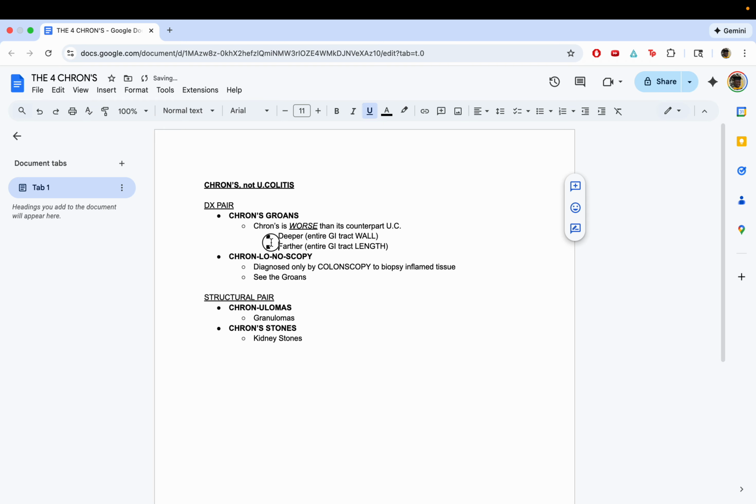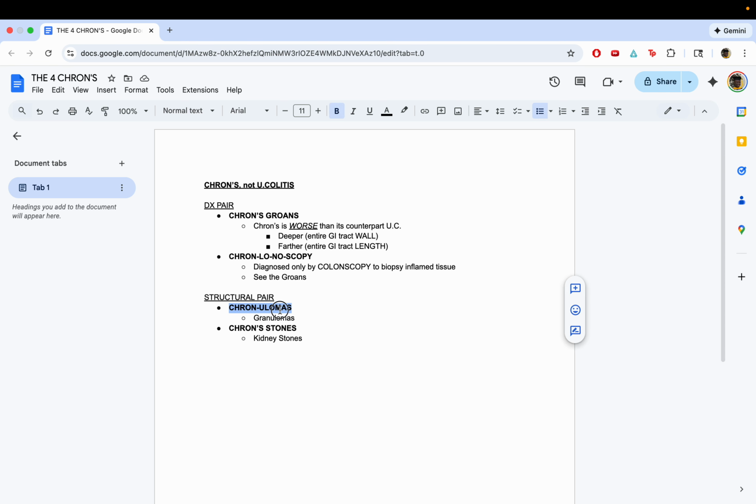The way it works is two of them are structural things that you can just see, and two of them have to do with how you diagnose Crohn's. That's just me splitting the four things into two pairs to remember them easier. If any of these things are present, then it's Crohn's, not ulcerative colitis, that you're dealing with. So I'll do these two first.